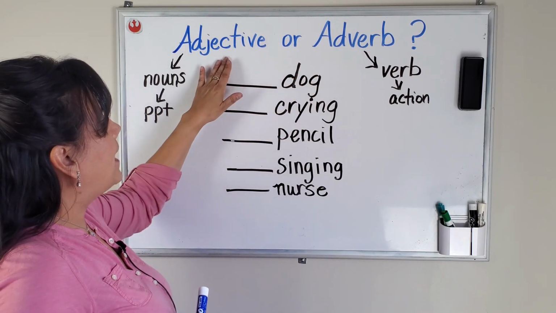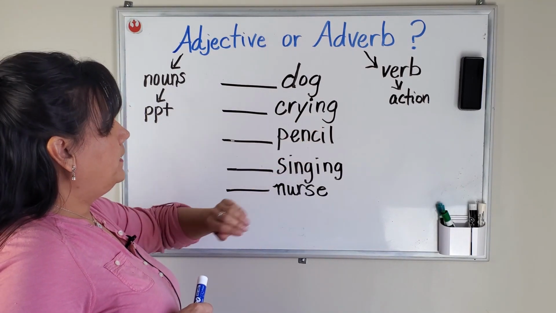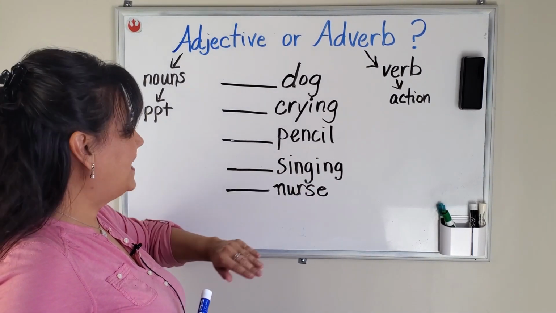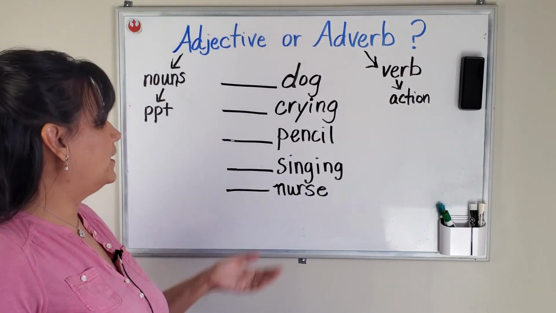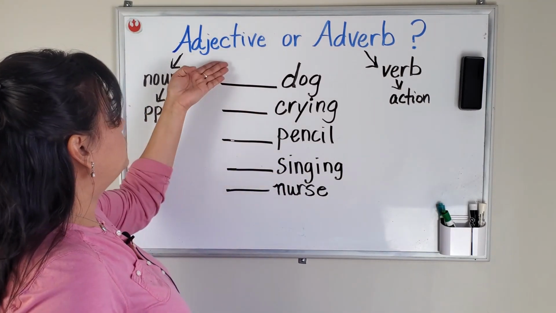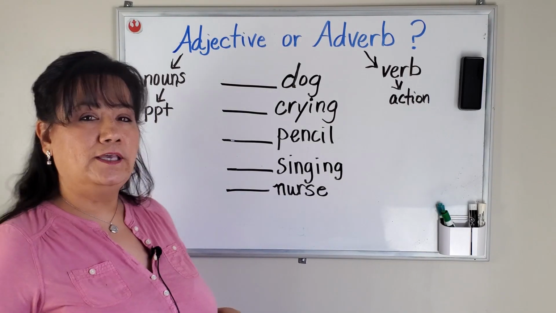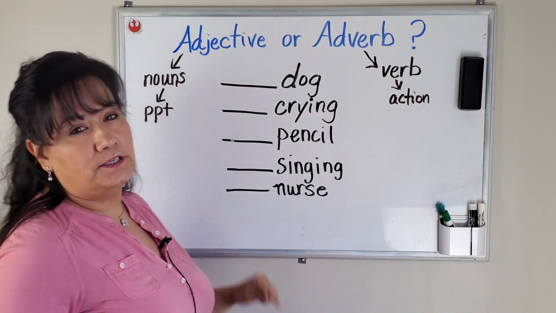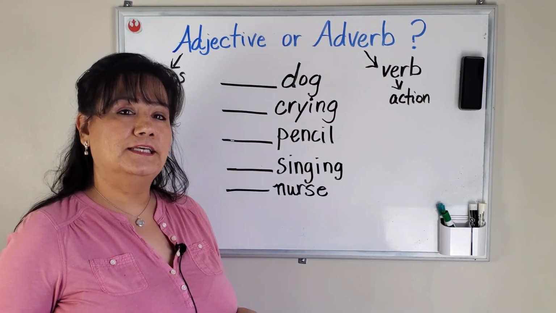a word that describes the action crying, a word that describes a pencil, the action singing, and a nurse. So what I want to do first is here I threw in both nouns and verbs because it says to use an adjective or an adverb. And of course, it's really important that we look at the words that we have and decide, well, is it a noun? Does it need an adjective? Or is it a verb and it needs an adverb to give it more description?